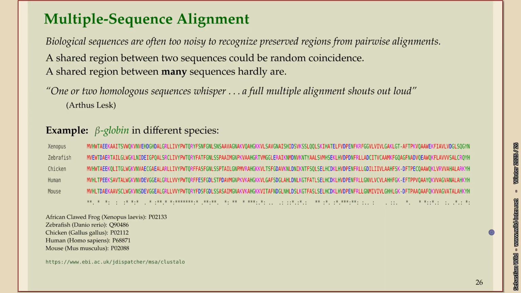And colon and dot are varying degrees of still chemically similar. So the colon still means chemically similar. I think the dot is essentially a mismatch. And then there's also spaces for even worse mismatches or gaps.